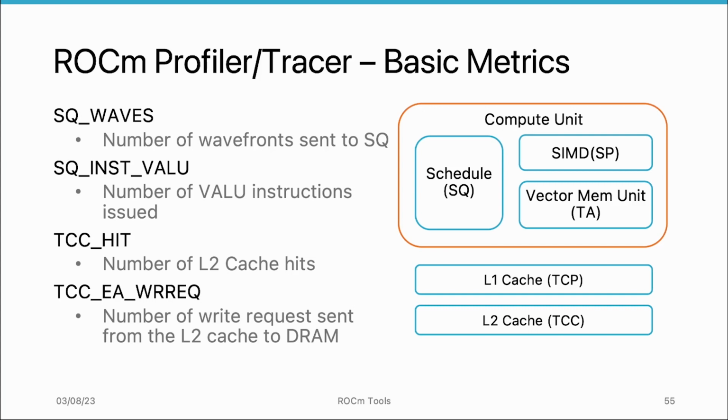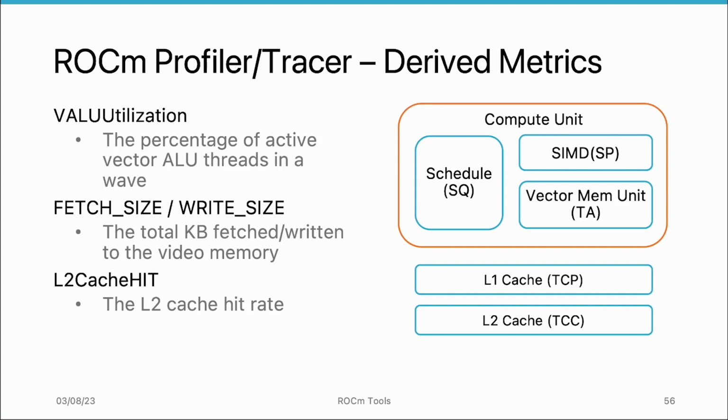TCC_EA_WRREQ is the counter for the number of write requests from the L2 cache to DRAM. It's important to note that the slide only displays a subset of the available hardware counters. Here are some examples of the derived metrics.